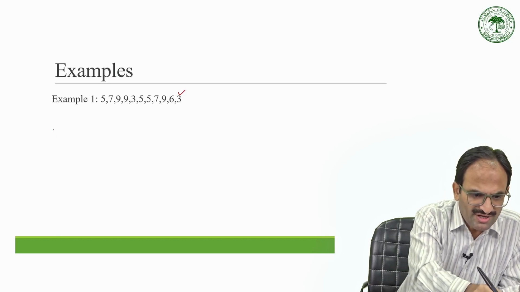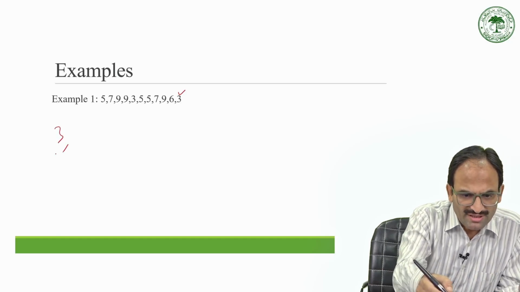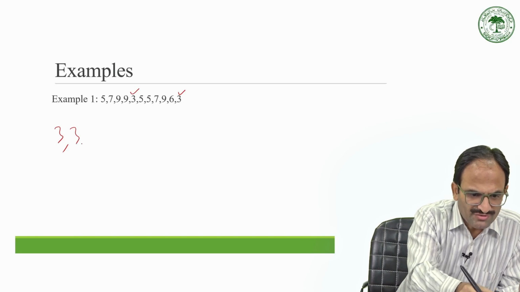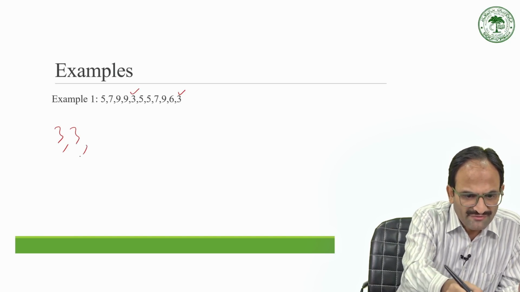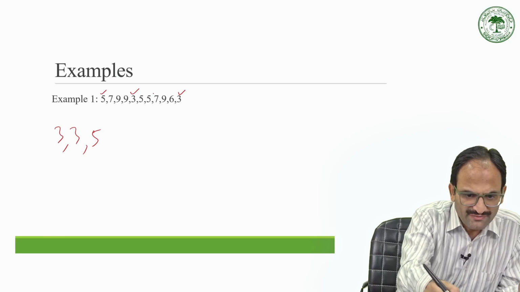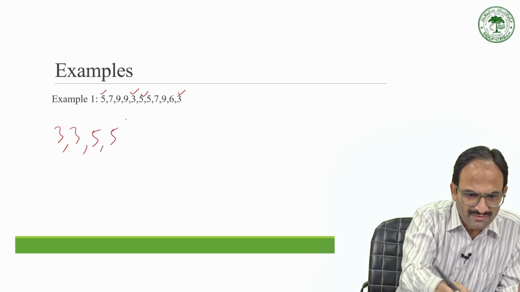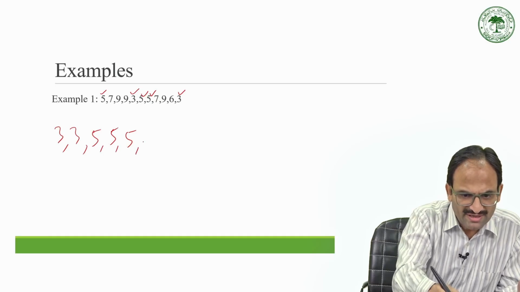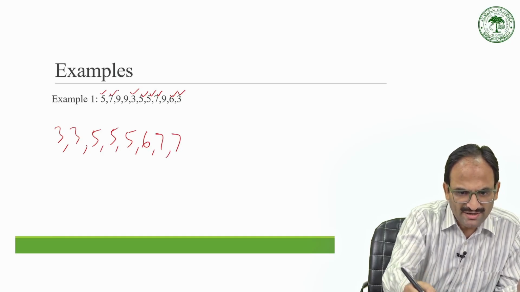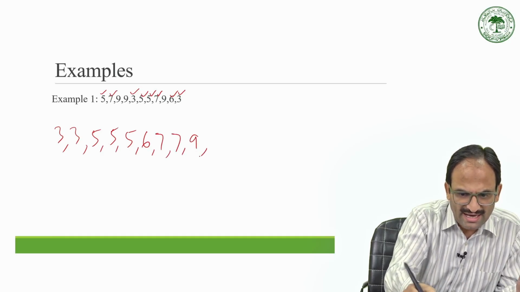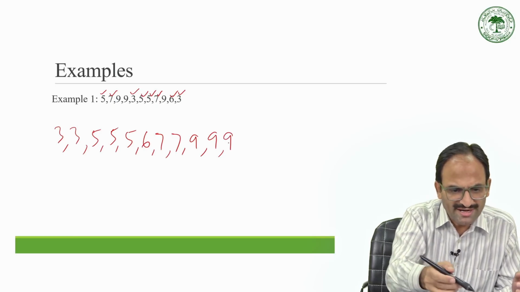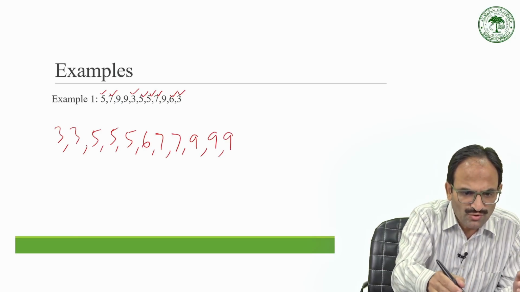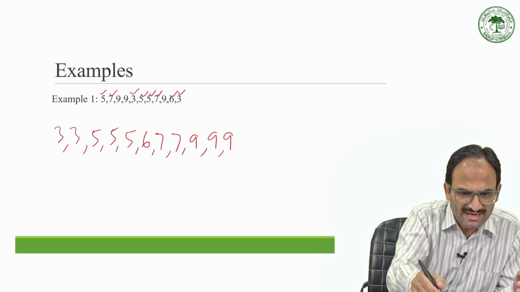It is 3, so you write 3. Then there is one more 3, you write 3. Then after 3 we have 5, one more 5, one more 5, one more 5. And then we have 6. Then we have 7, 7 two times. And then we have 9, 9, 9. So see how many data were there? 1, 2, 3, 4, 5, 6, 7, 8, 9, 10, 11.